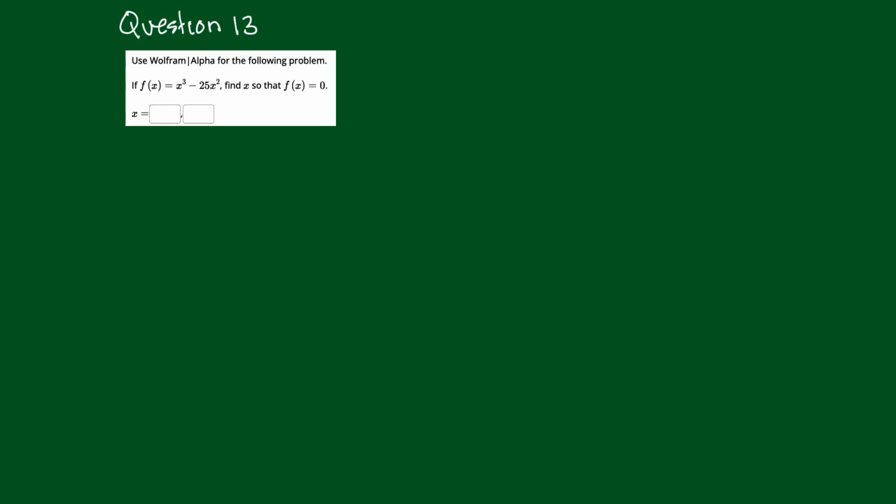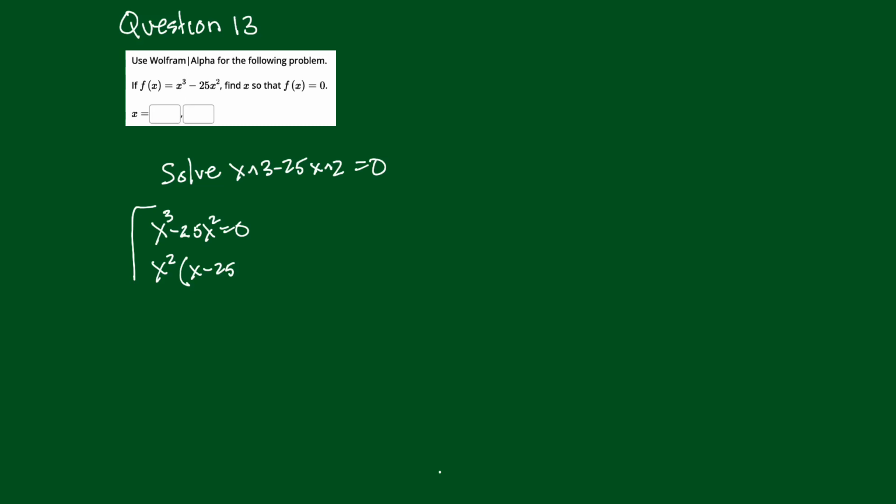Question 13, we're going to use Wolfram Alpha again. Go back to Wolfram Alpha, and in the entry field, type solve x cubed minus 25x squared equals 0. Now, let's do this ourselves to see if Wolfram Alpha does it correctly. There's an x squared common here. I'm going to take that out, and what's left is x minus 25 equals 0.